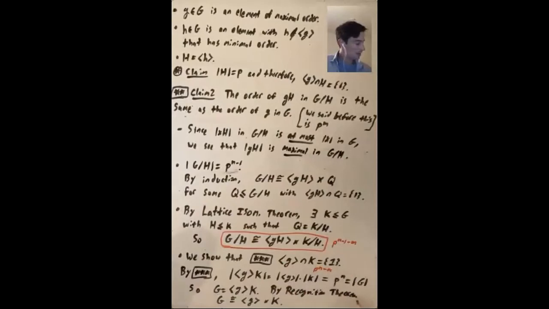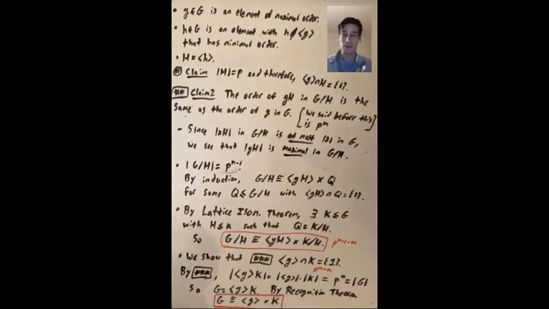So by the recognition theorem for direct products, G is isomorphic to the cyclic subgroup generated by this little g cross this subgroup K that we got out of the induction hypothesis applied to G mod H plus the lattice isomorphism theorem. Okay, so this is the thing that we wanted to prove.